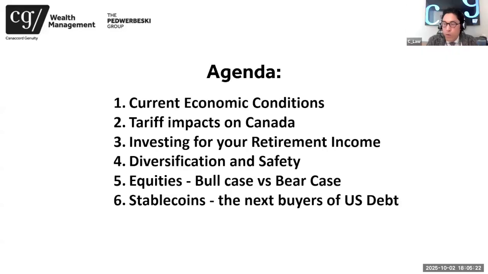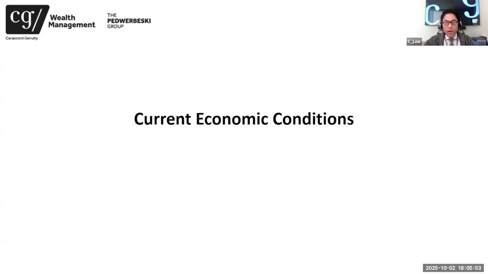So for today, the agenda is to start off by having a look at current economic conditions. Then we're going to have a peek at the impact that tariffs have had on the Canadian economy. We're then going to dive into investing for your retirement income, followed by diversification and safety. Then we're going to have a look at equities, the bull case and the bear case. And then we're going to follow that up with a topic on stablecoins. So as we usually do for our webinars, we're going to start off with current economic conditions.